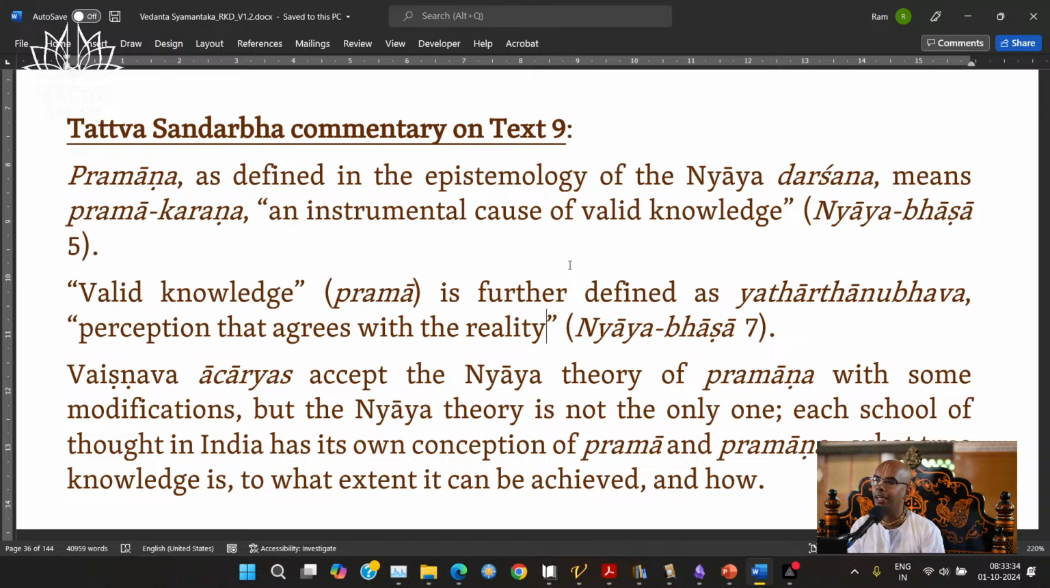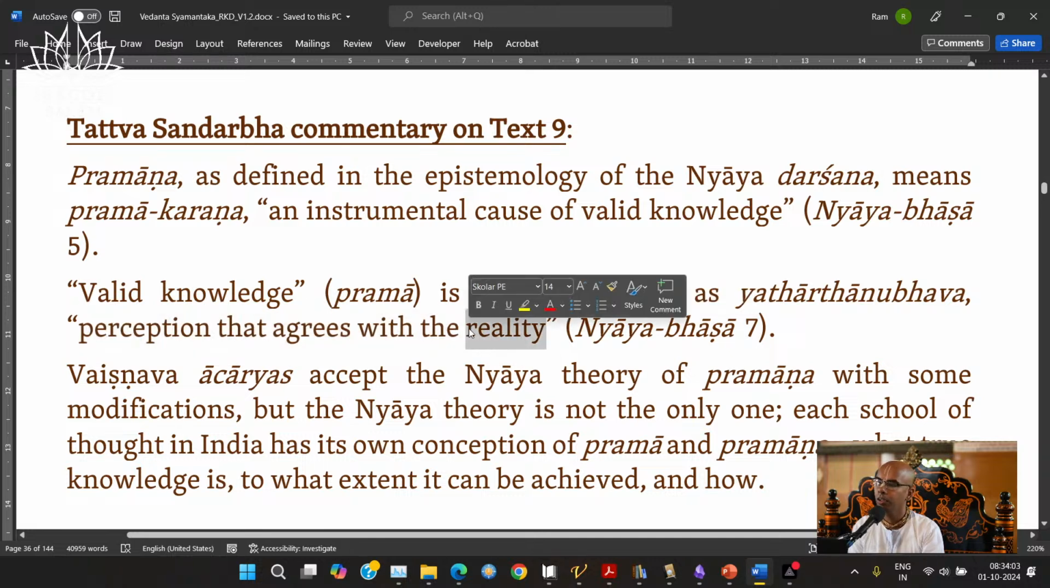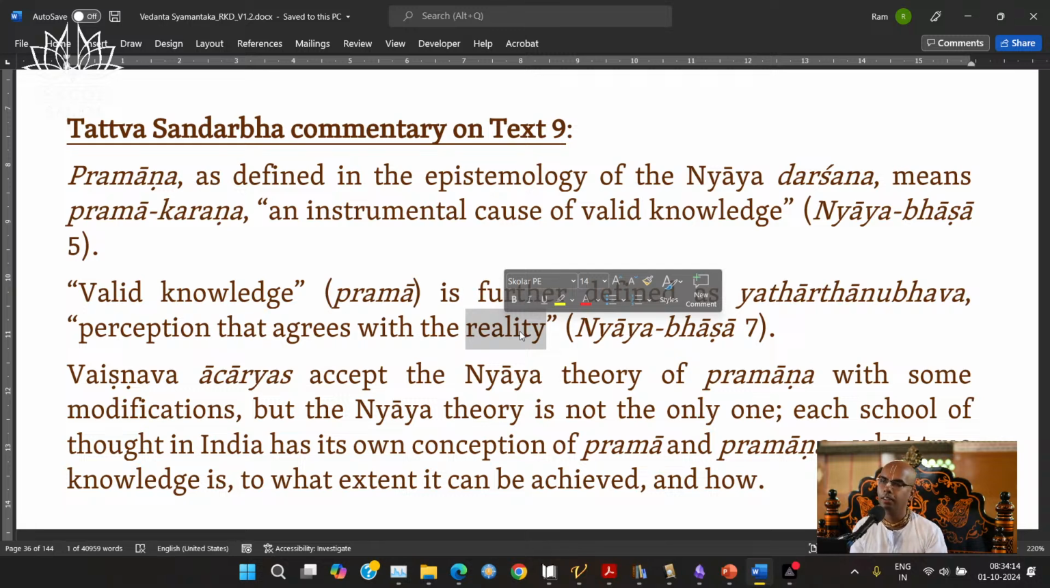Now, valid knowledge. There can be two types of knowledge, correct? One is incorrect knowledge, and the other is correct knowledge or valid knowledge. So we see that there are four things because of which we will not be able to attain valid knowledge. We will discuss that in detail. So valid knowledge means perception that agrees with reality. So what is reality? Reality is the perfect understanding of these five principles. We discussed that if we have perfect understanding of Ishvara, Jiva, Kala, Karma and Prakriti, then that is the perfect reality. So Prama basically means the perception or understanding which agrees with what actually is.